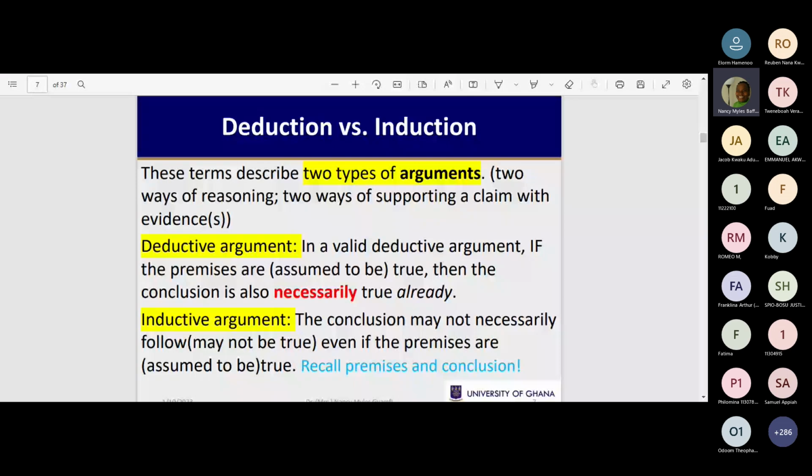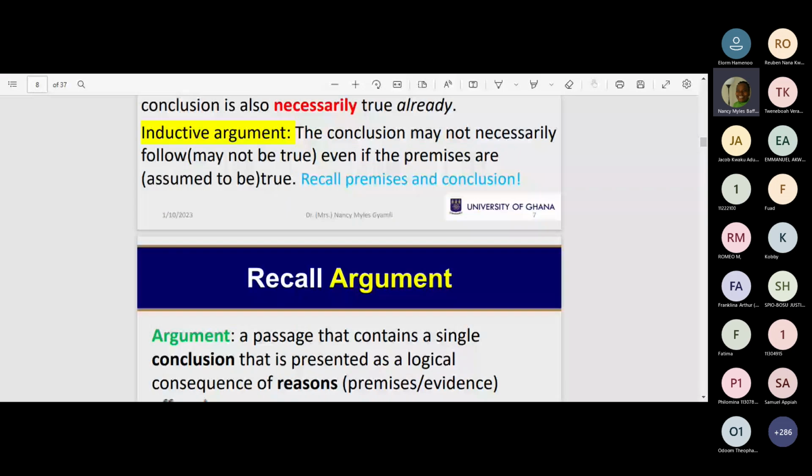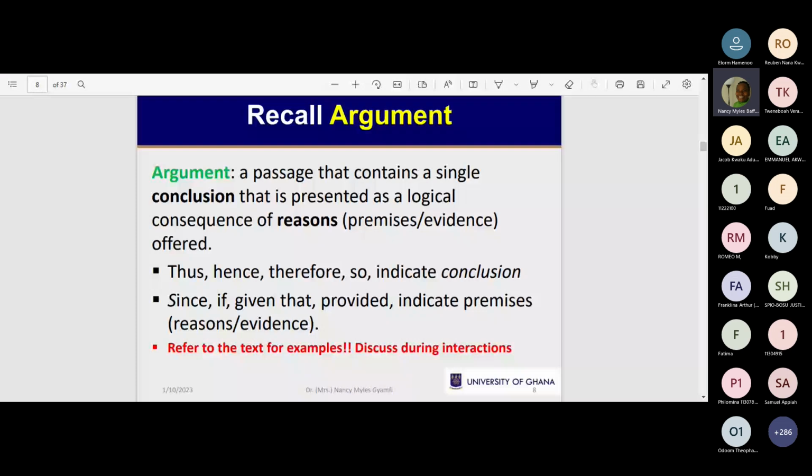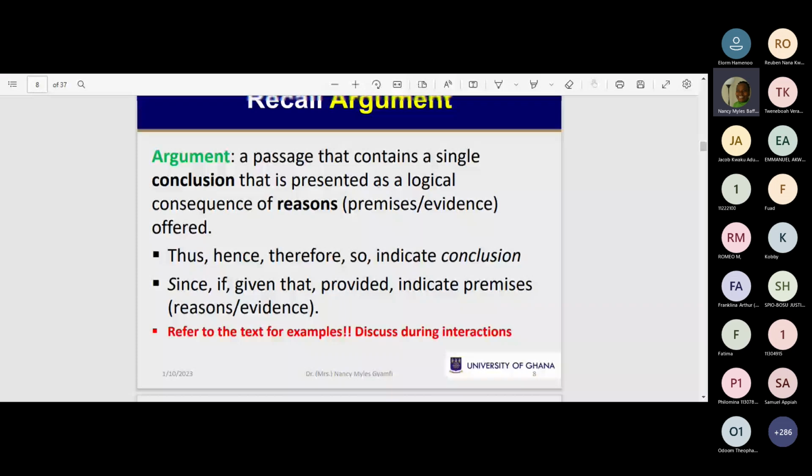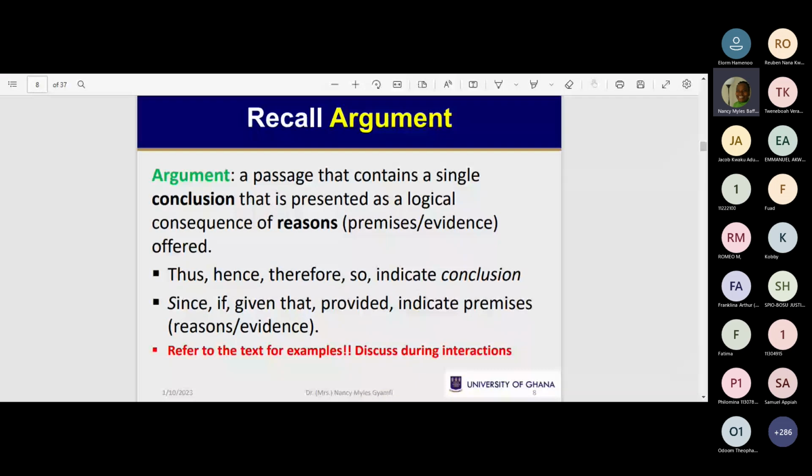Whenever people say things, remember argument in terms of premises and conclusion. You are saying something, that's the conclusion, and you give us reasons why we should accept or reject what you said. Now, on my screen, please, everyone keep looking. I just helped you recall argument. That's what I projected now. So if you can see, then please let's do that together. Keep looking. Don't get distracted at all.